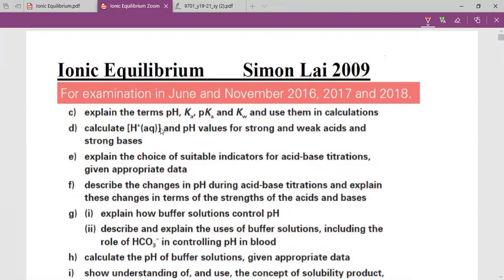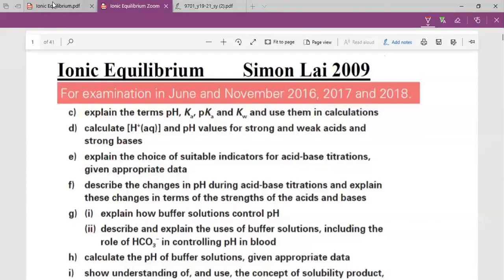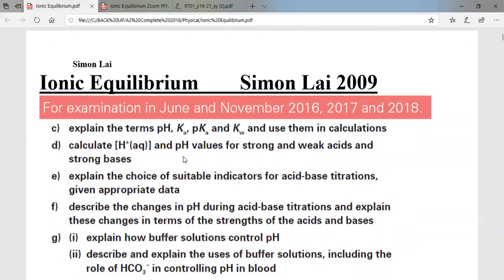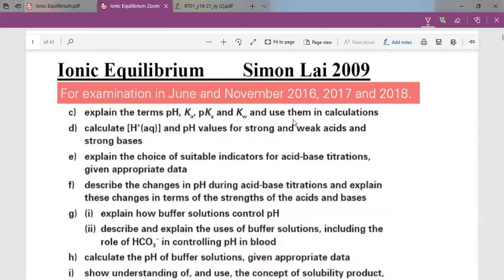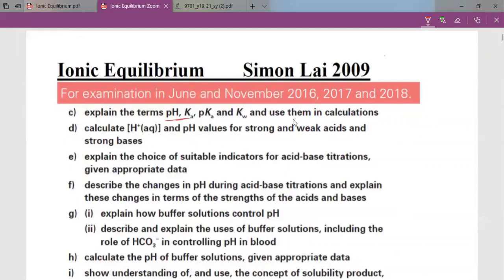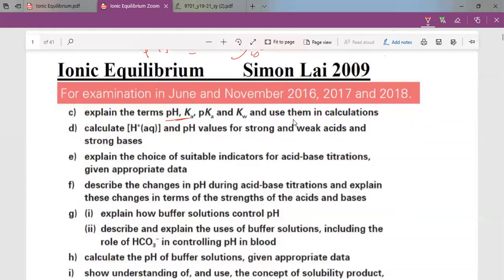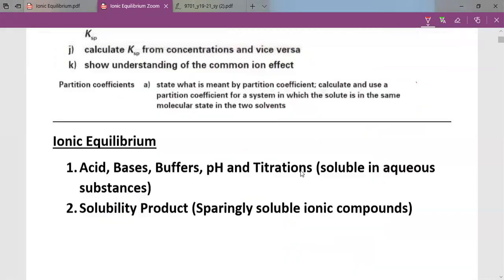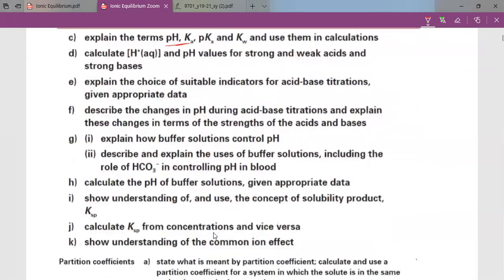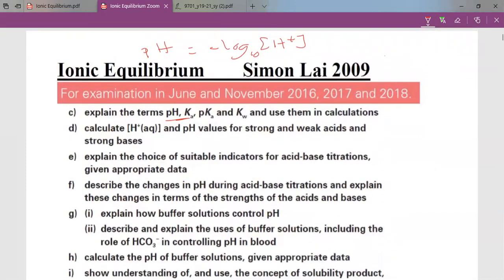All right, we are going to talk about the main structure. Okay, explain the terms of pH. What is pH? Of course, you should know pH is equal to minus log base 10 of the concentration of H plus, from lower 6. The concentration of H plus is, of course, in moles per dm cube.